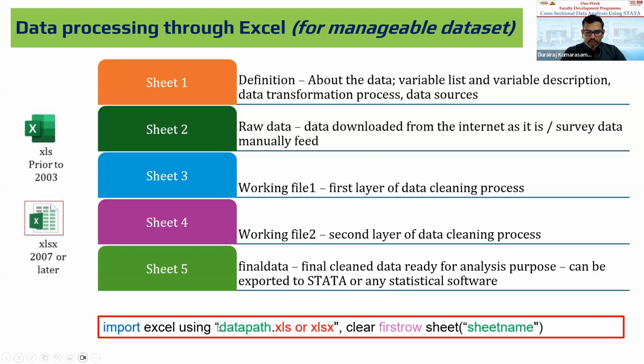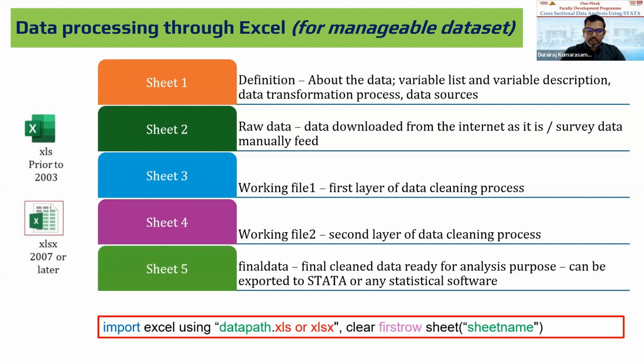So that data path you have to give along with the file name, .xls or .xlsx. The file name is very sensitive here, so before writing xls or xlsx, make sure the file is either xls or xlsx, so that you can give the appropriate file name, then comma, clear. Clear means whatever data is already open or in the data memory, it will clear it and call this data. And by default, if you give firstrow, it will take the first row as the variable names. If you do not give firstrow, it will not take the first row as variable names.